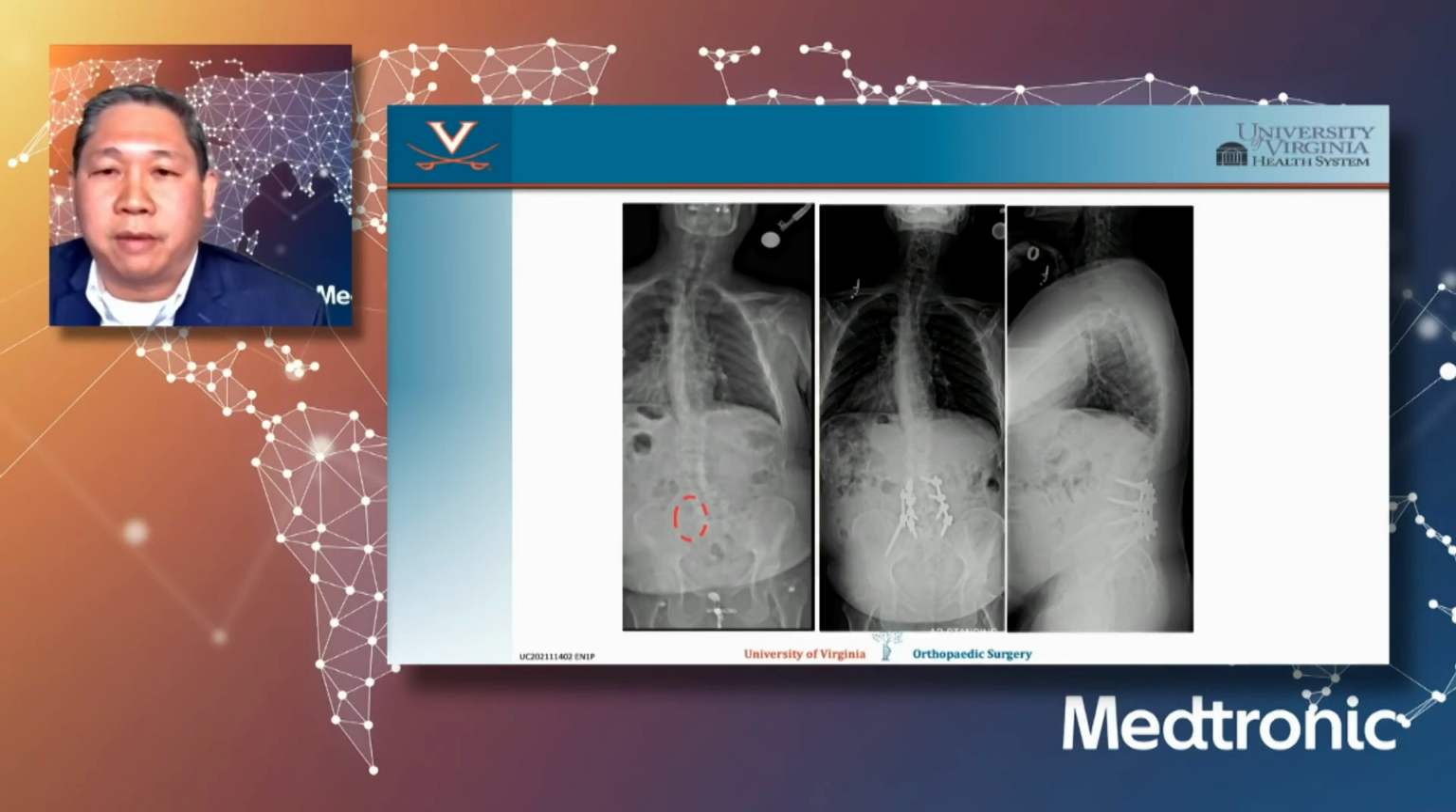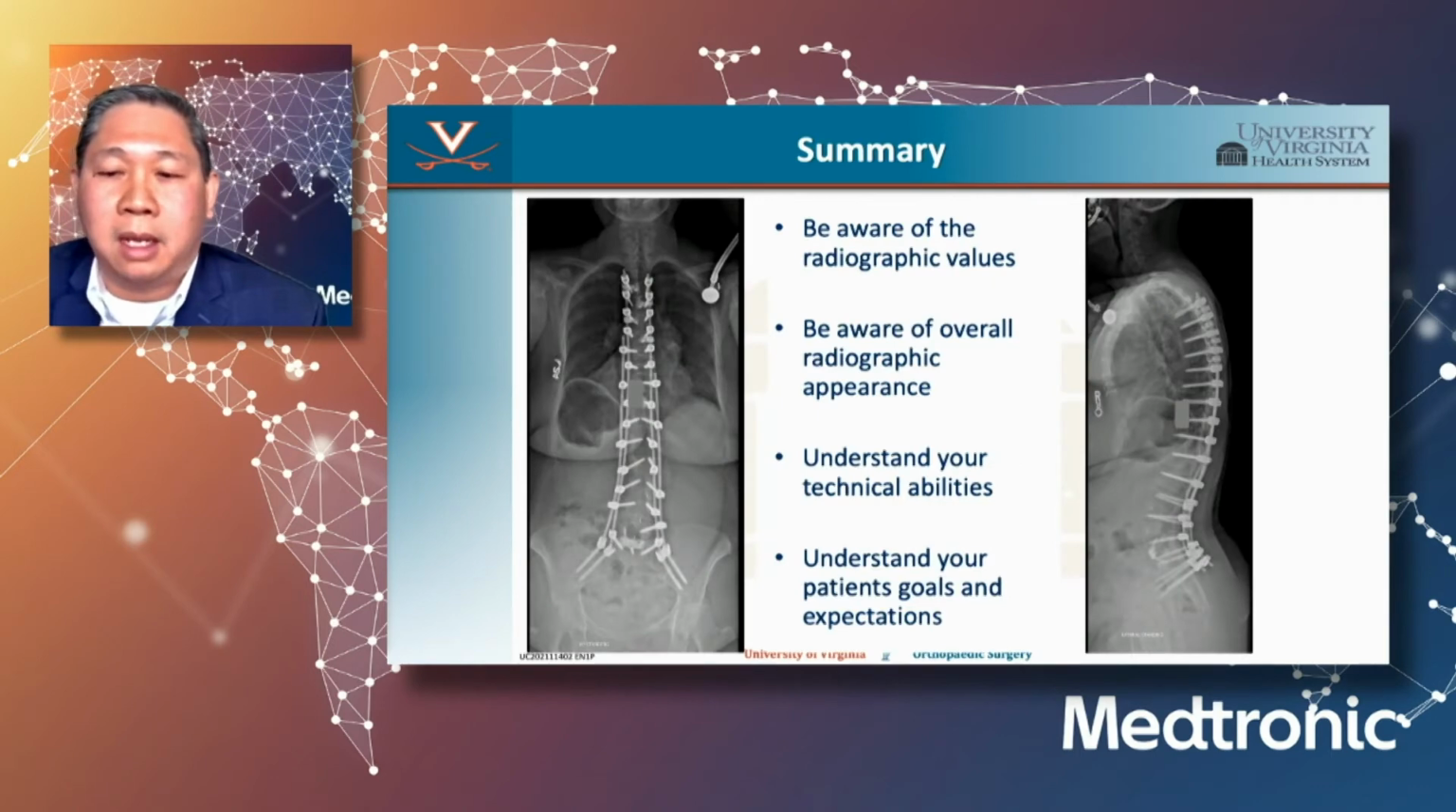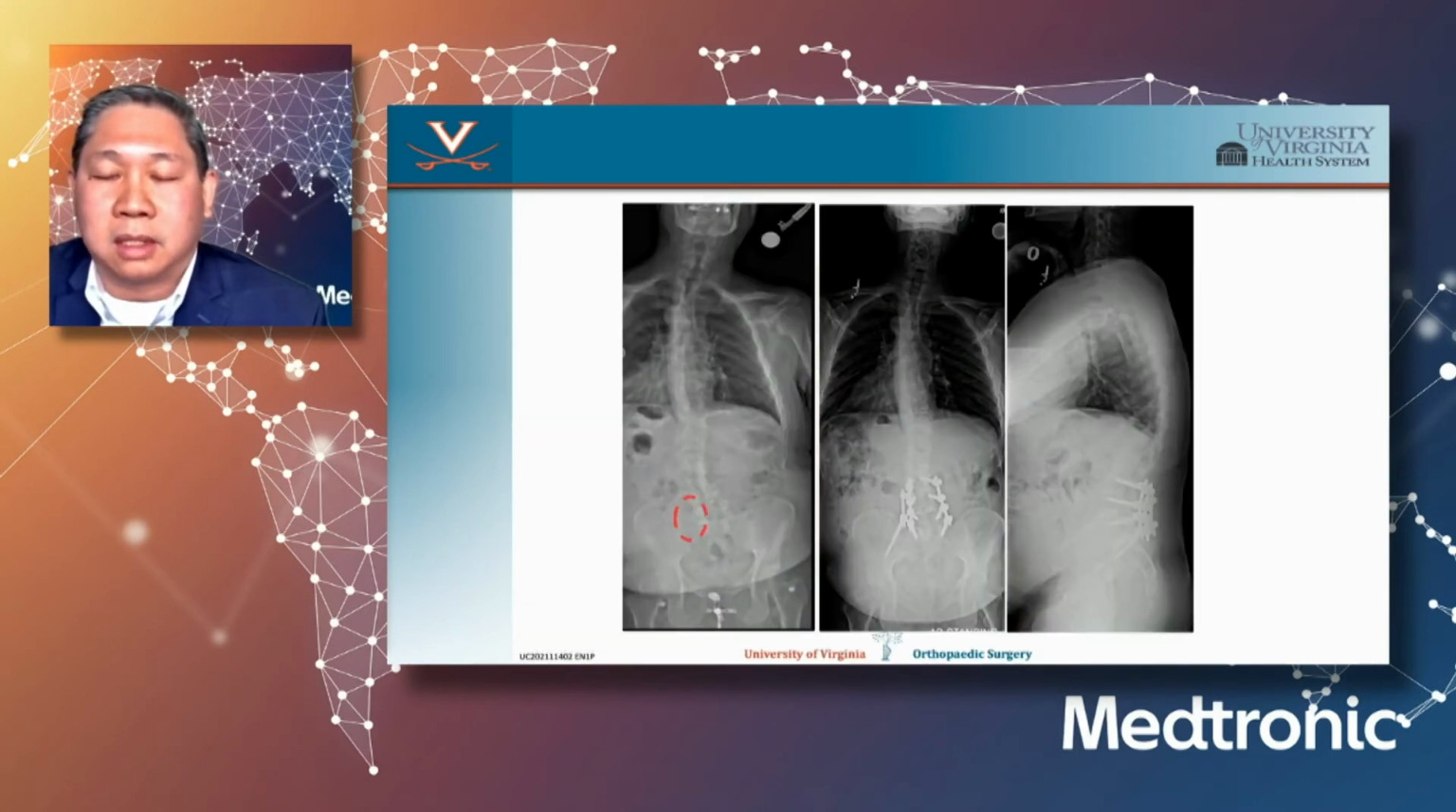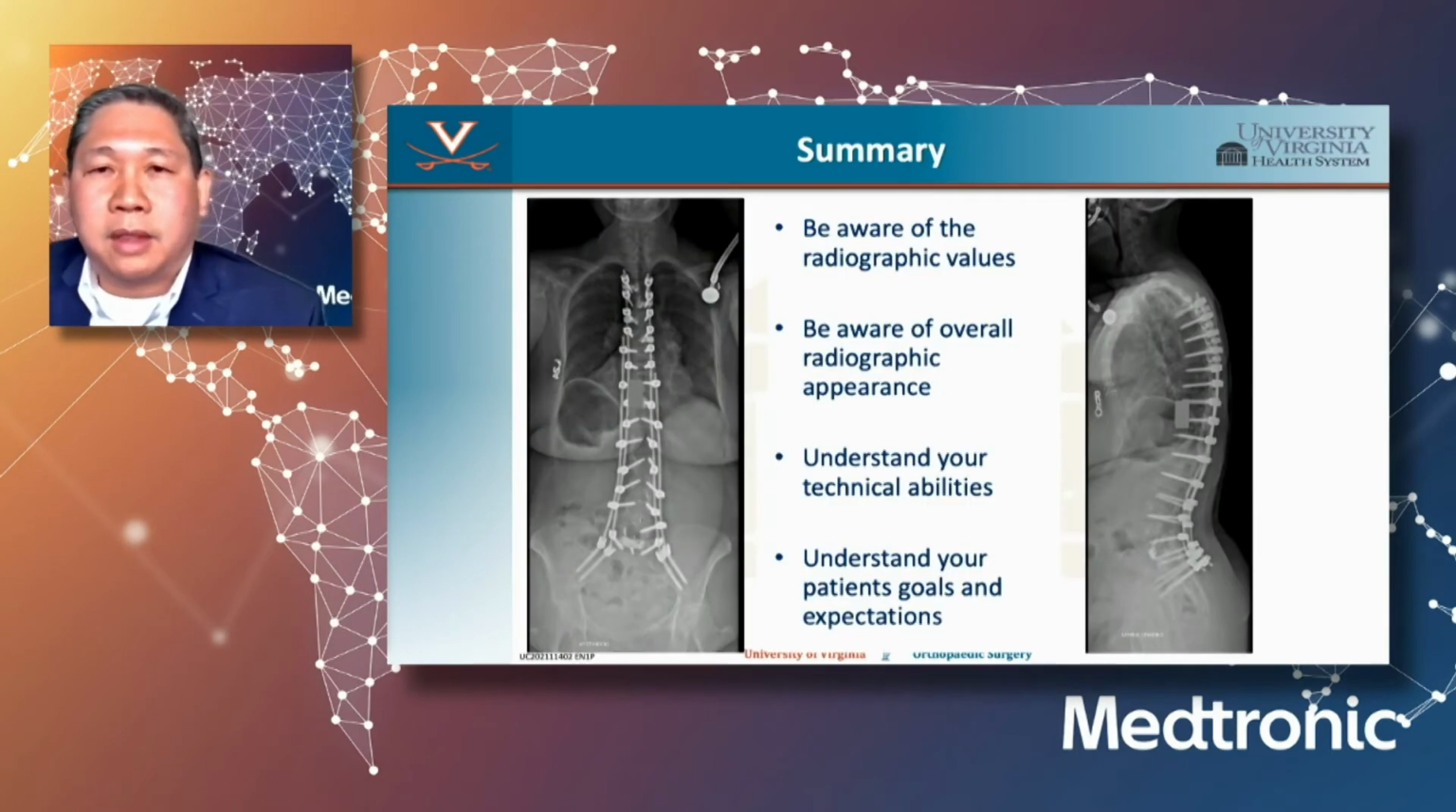And this is their standing radiograph, and you can see that the curve in the coronal and sagittal planes has remained. I'm really attacking the stenosis in this case. So I think in summary, you need to be aware of the radiographic values. They're very important to help you design where you're going to address your curves. Be aware of the overall radiographic appearance, but understand what your abilities are and how they fit into that patient, and also understand what the patient's goals and expectations are.